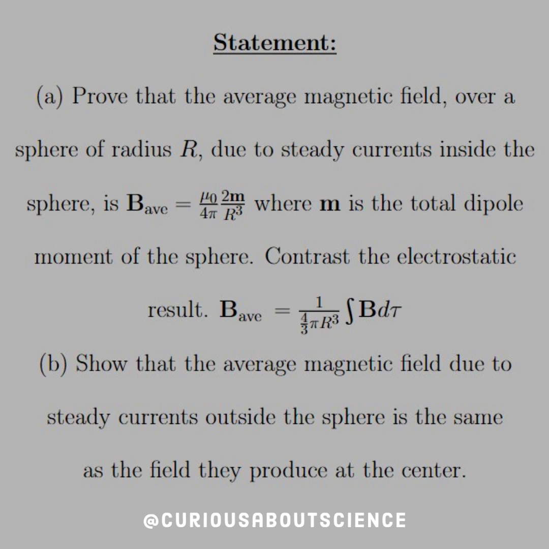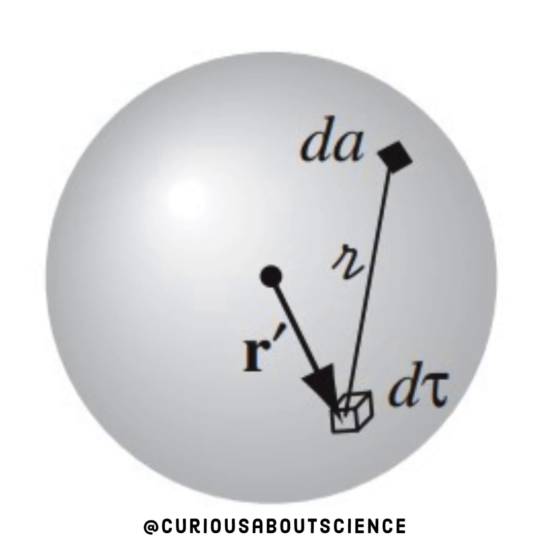Contrast the electrostatic result. Thus, B average is equal to 1 over 4 pi R cubed times the integral of B d tau. Show that the average magnetic field due to a steady current outside the sphere is the same as the field it produces at the center. This looks familiar, sounds familiar.